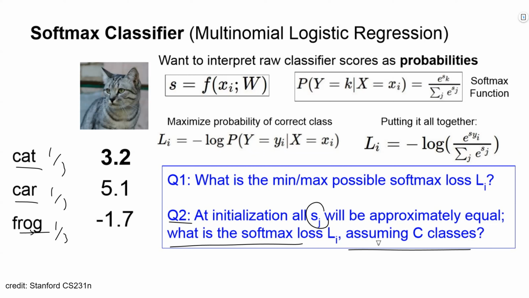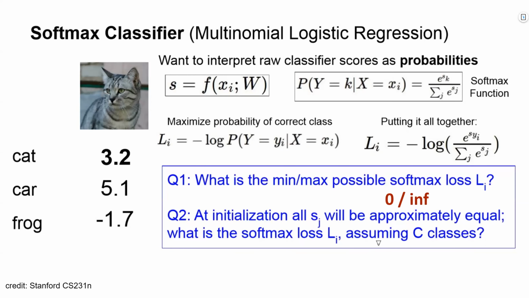All right, have you thought about these two problems? The minimum possible value is of course 0. If the probability of the correct class is 1, then log 1 is 0. So the minimum possible value is 0. And what if we put 0 here? Then it could go to infinity.